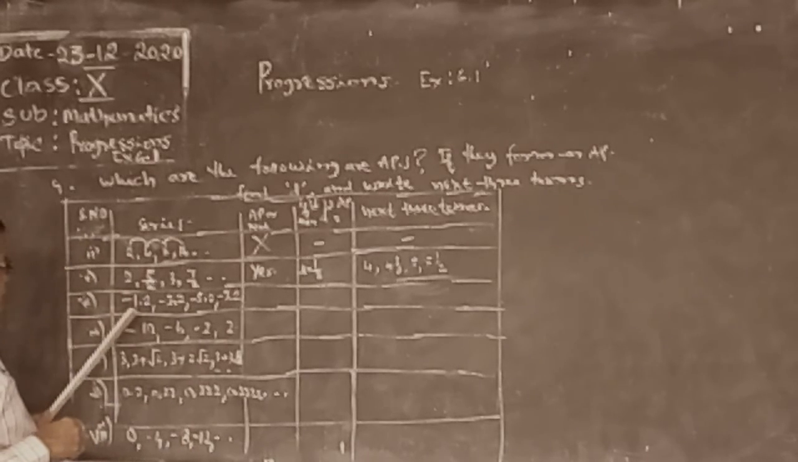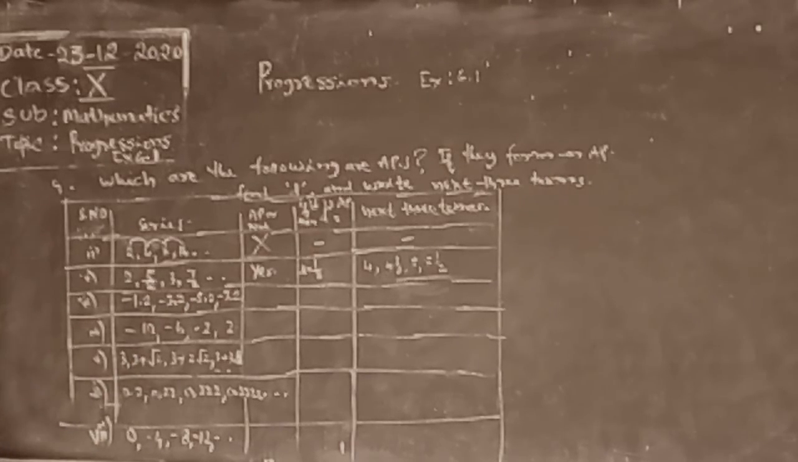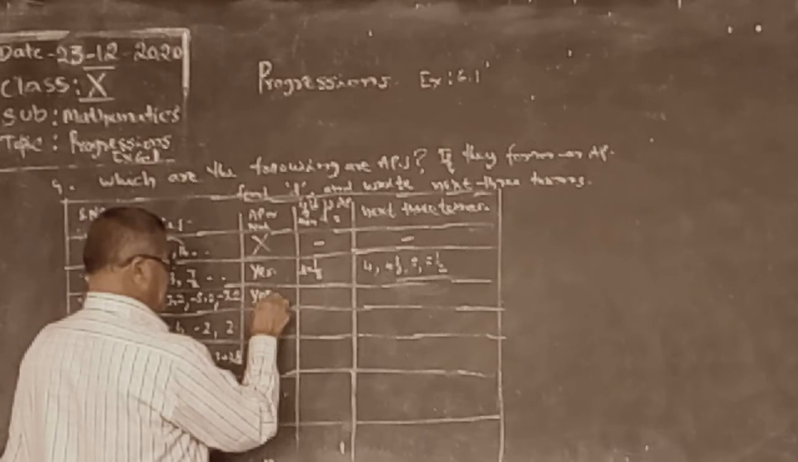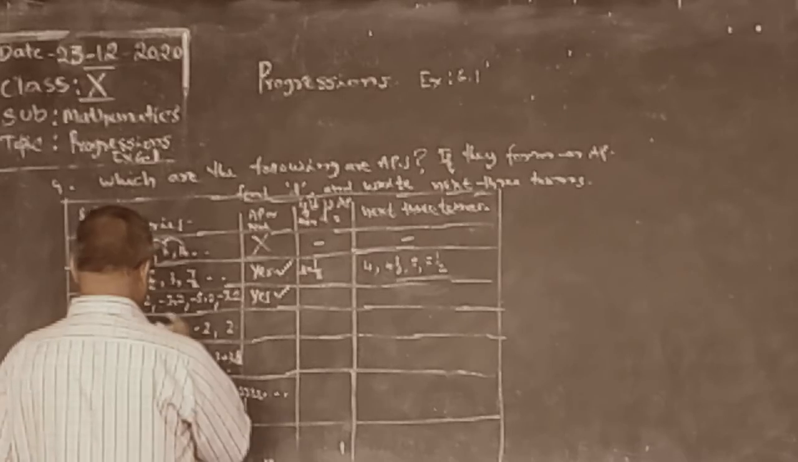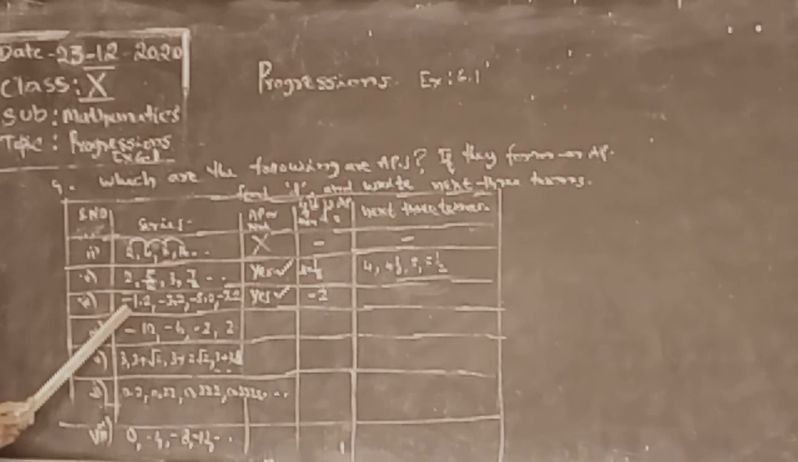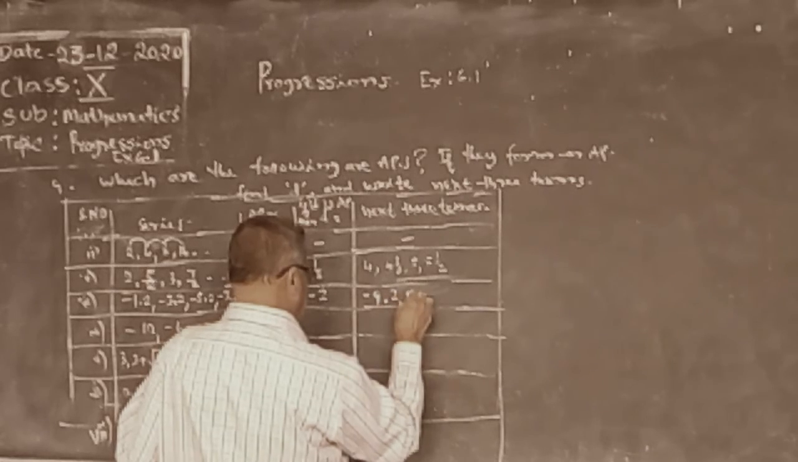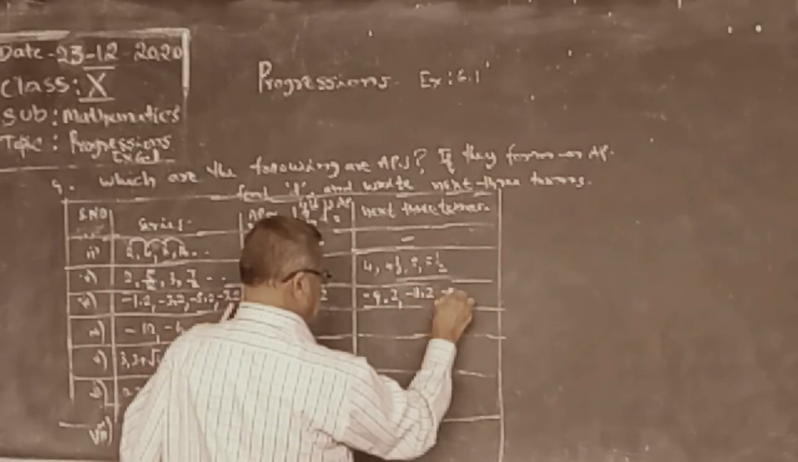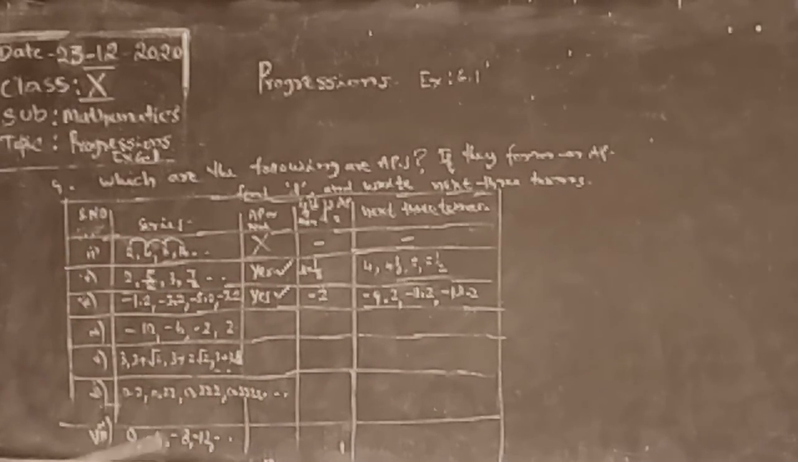And the third question: minus 1.2, minus 3.2, minus 5.2, minus 7.2. Each term is added by minus 2. This is yes. The difference is minus 2. Now write minus 9.2, minus 11.2, minus 13.2. Go on adding minus 2. The difference is minus 2.